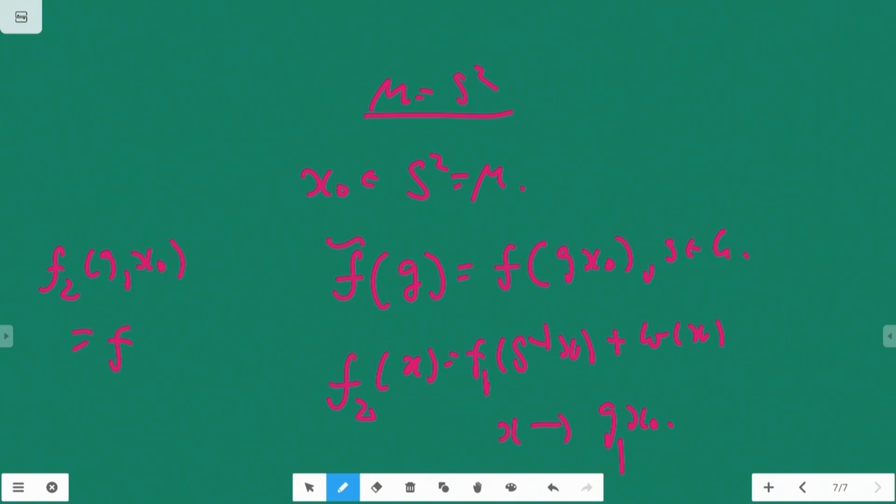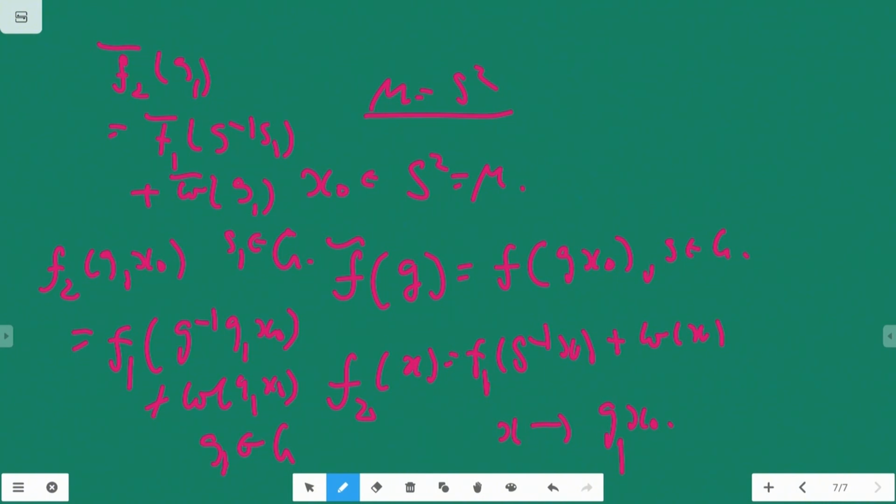f2 of g1 x0 can be written as f1 of g inverse g1 x0 plus w of g1 x0, as g1 varies over the group, or equivalently f2 tilde of g is equal to f1 tilde of g inverse g1; f2 tilde of g1 is f1 tilde of g inverse g1 plus w tilde of g1. So, an equation on the sphere has been replaced by an equation on the group.